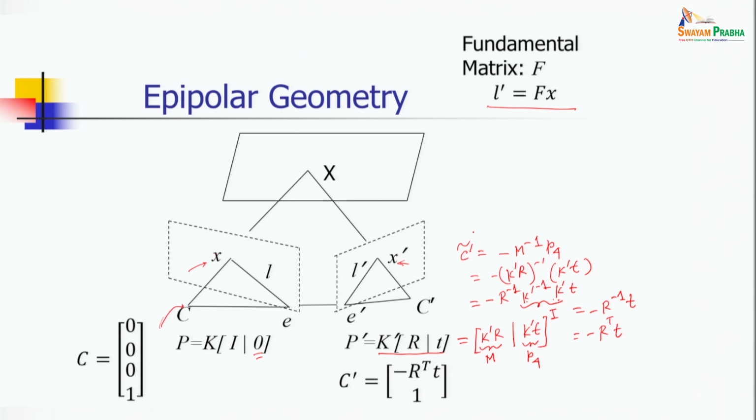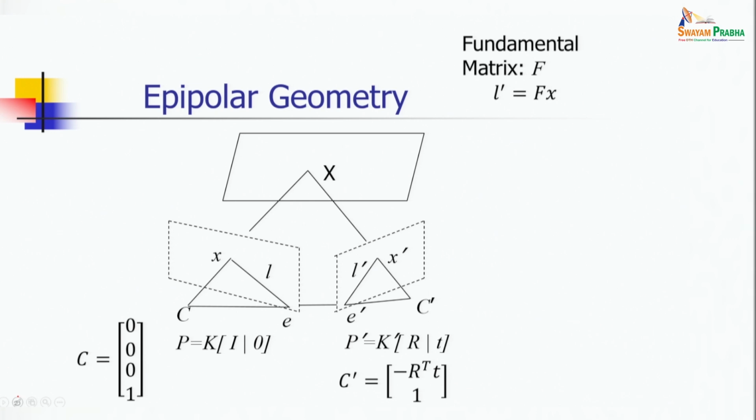That means this is the non-homogeneous coordinate, and to make it homogeneous, I will add this additional dimension. So this is how the camera center of the second camera, or in this case say right camera, is expressed. Now let us express the epipoles once again.